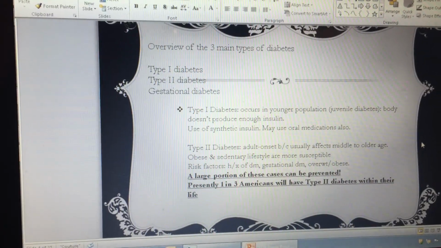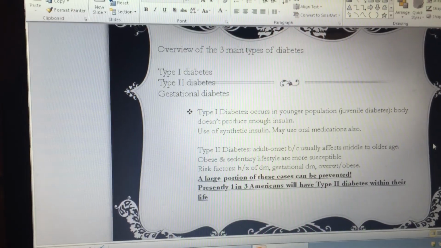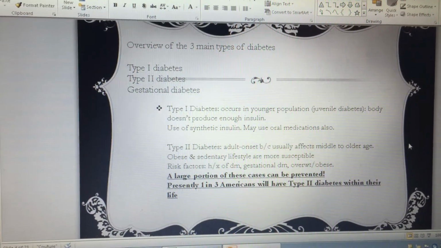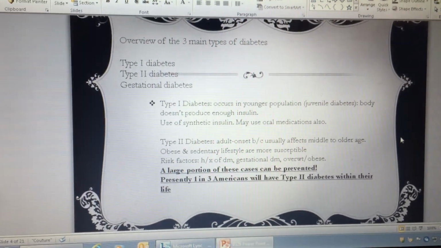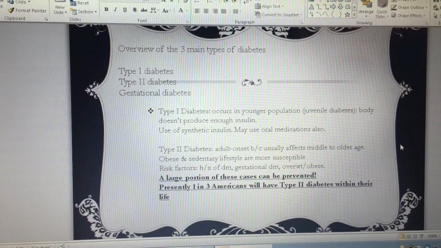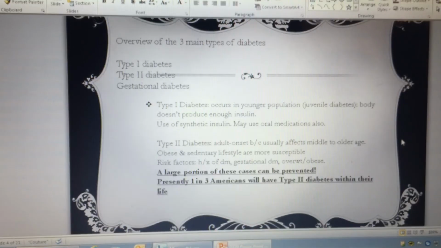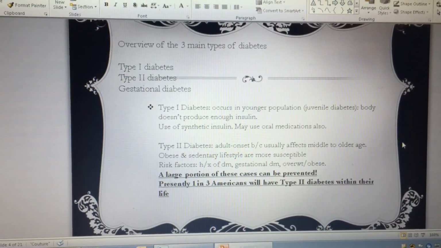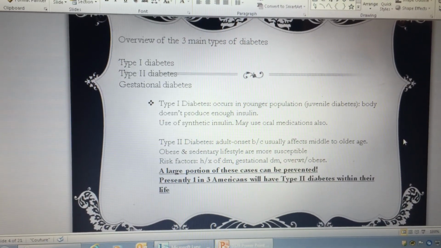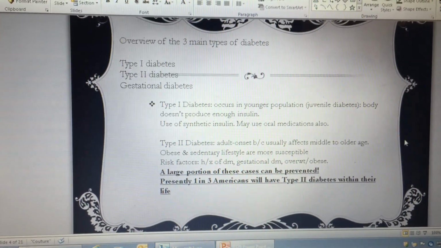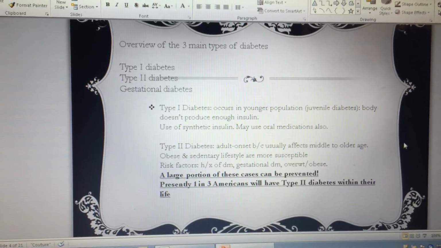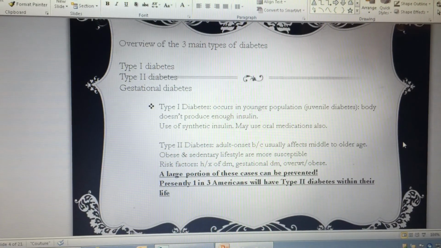I did a quick overview of the three main types of diabetes: type 1 diabetes, type 2 diabetes, and gestational. For this project, I primarily went over type 2 diabetes. A quick overview of type 1 diabetes. It occurs mainly in the younger population, which is why it's referred to as juvenile diabetes. In this type of diabetes, the body does not produce enough insulin. In this type of diabetes, there's the need for use of synthetic insulin. They may also use oral medications as well, and they may also be on dietary restrictions.